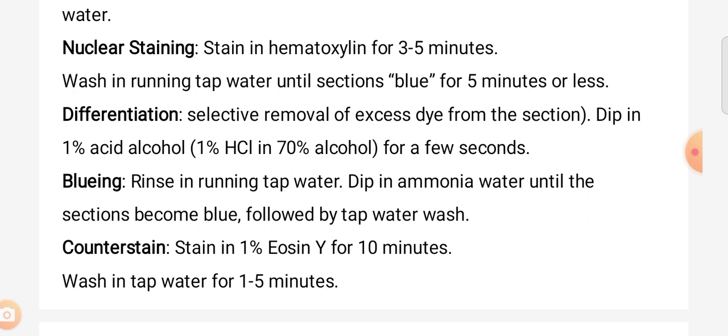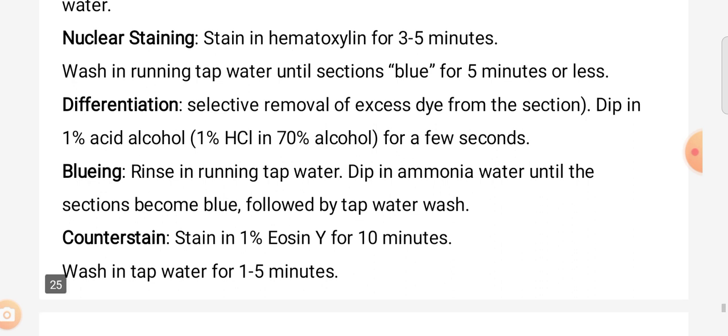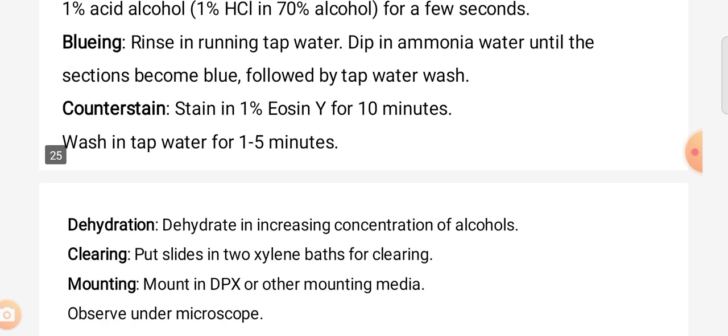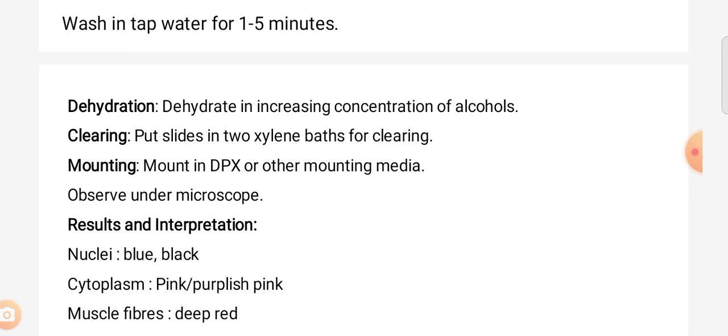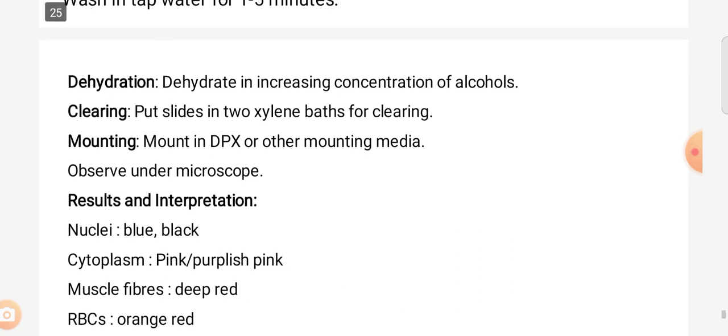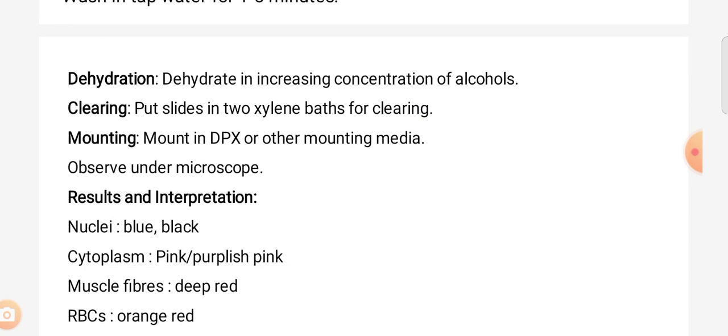Next one, counterstaining. 1% eosin stain, which is yellow in color, is added and left for 10 minutes, then washed in running tap water for 1 to 5 minutes. Next one, dehydration. Dehydrate in increasing concentrations of alcohol, and for clearing, put the slides into 2 changes of xylene. Mounting: mount in DPX or other mounting media. And finally, observe under the microscope with 10x, 45x, and 100x oil immersion.